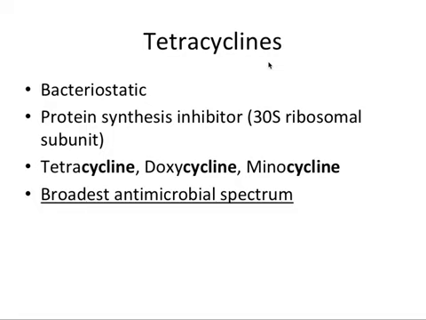Now we have the tetracyclines, and these are a really important class of antibiotic. They're bacteriostatic, and they're protein synthesis inhibitors. And specifically, they attack the 30S ribosomal subunit of the ribosome, which is responsible for making proteins. So some examples are tetracycline, that's an actual name of a drug and also the name of the category it's in, doxycycline, and minocycline. So they all have this cycline or cyclin suffix.